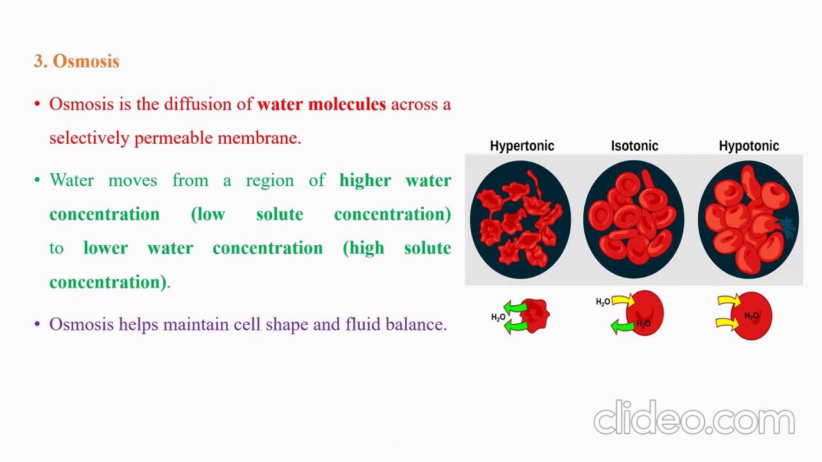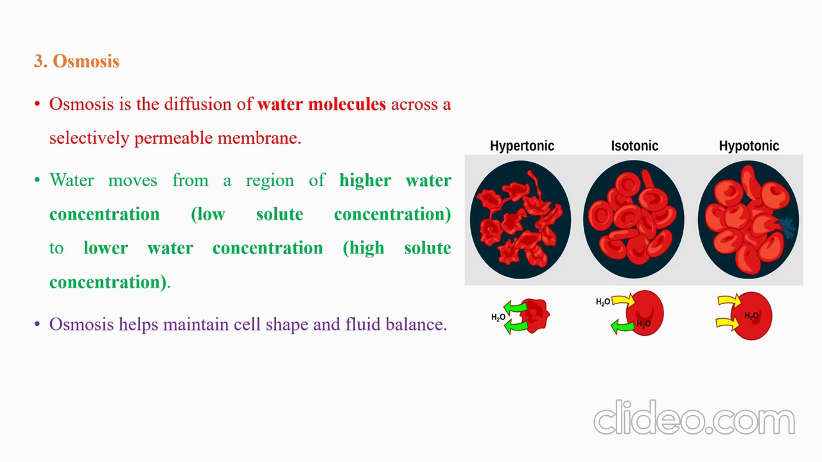And the last one is osmosis. Although water molecules are polar, they are small enough to move across the plasma membrane without requiring active transport. Special channel proteins called aquaporins help water molecules move quickly across the cell membrane. The passive diffusion of water across a selectively permeable membrane is known as osmosis.